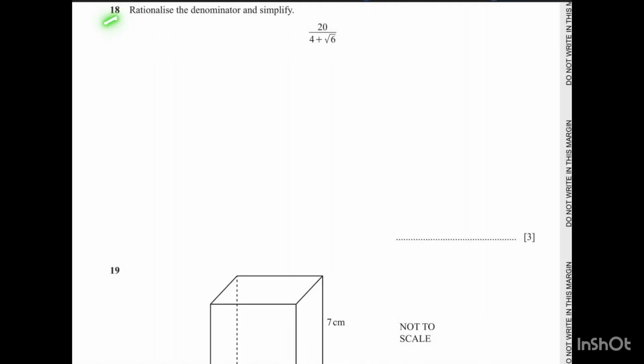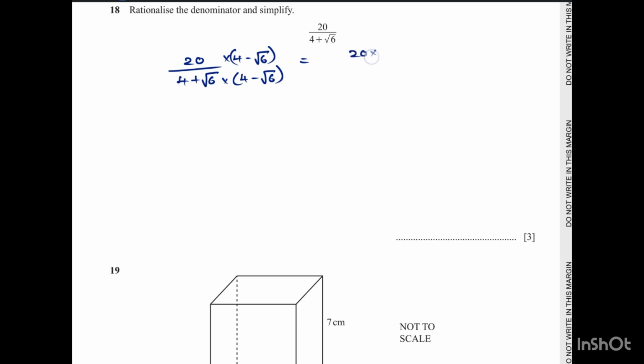Question 18. Rationalize the denominator and simplify. Now the given question is 20 by 4 plus root 6. Whenever you are rationalizing the denominator, you need to take the surd given there, change the sign, and multiply the numerator and denominator both. This is the process of rationalizing the denominator, so that we get a whole number in the denominator.